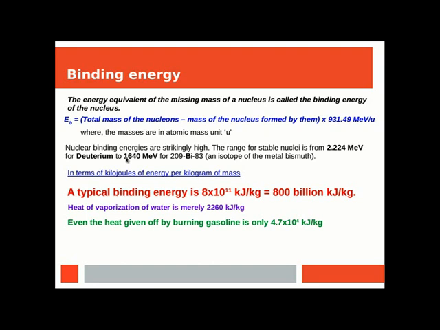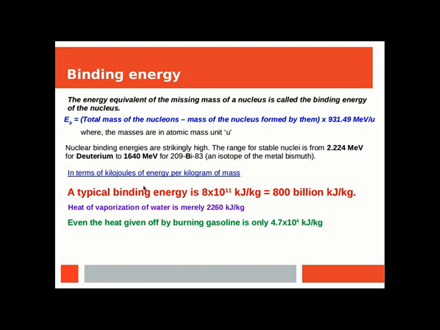Now, if you talk about the typical values of binding energy, you will be astonished by the fact that these values are quite high, very high. There is no other counterpart of these values, which will be reflected in this example below.